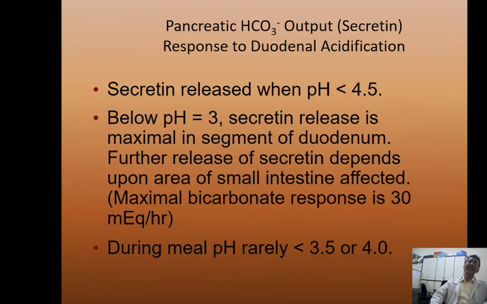Now, when is secretin released? It is released from the S cells only when the pH is less than 4.5. Maximum secretion of secretin occurs when the pH is less than 3.